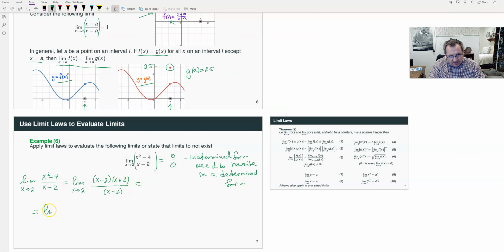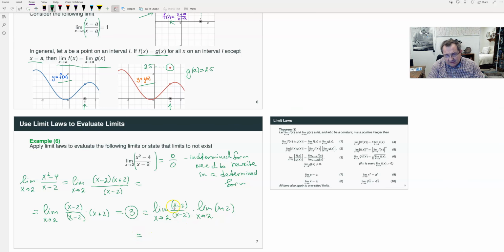So first of all, I will regroup the terms a little bit. X minus 2 over x minus 2, I will group together. And that x plus 2 from the numerator, I will put next to the fraction. And then I can use law number 3 and split into a product of two functions and two limits. The first limit is a limit of x minus 2 over x minus 2. And the second limit, as x approaches 2, is of x plus 2.